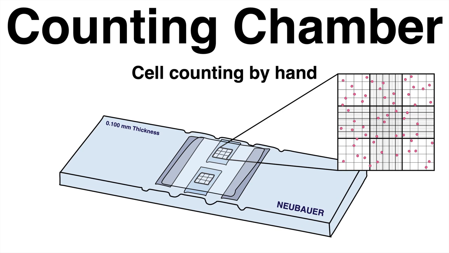The Neubauer counting chamber allows quick and simple determination of the number of cells in a solution. Besides more modern, automated cell counting devices, this rather traditional way of counting cells by hand is still a widely used technique to estimate the cell count.